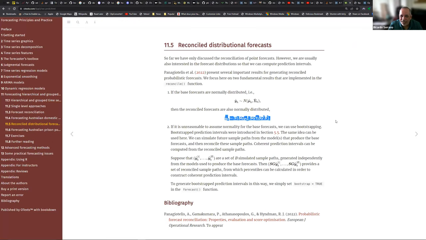The comment that I have here is that if they gave us an example, it would have been easier to follow. But there's an exercise that invites you to try it with this argument. In the reconcile function, try the bootstrap, okay? But only if you have evidence that those base forecasts are not normally distributed. And we can assume that they are. You have to do the hypothesis test. Okay, all right.